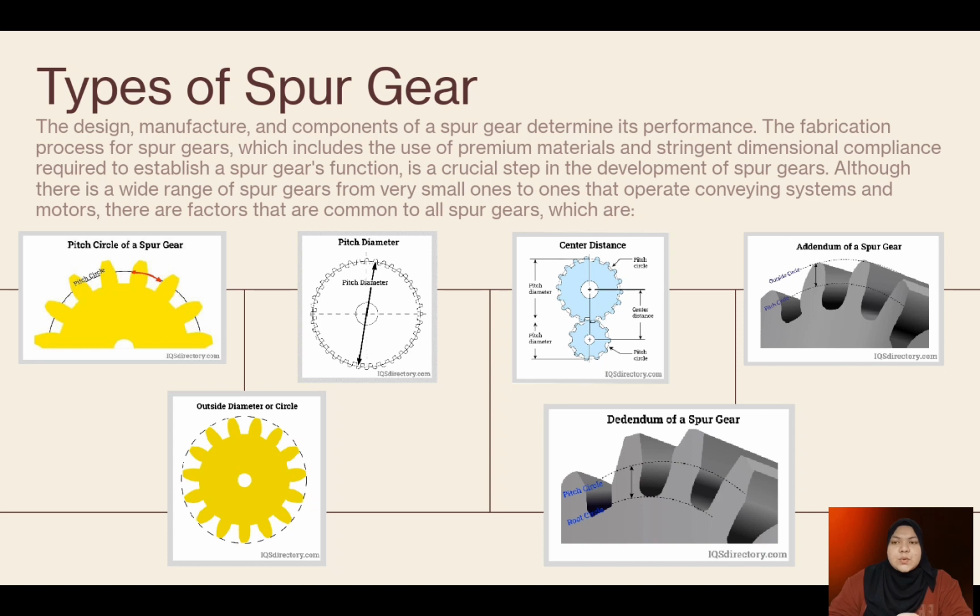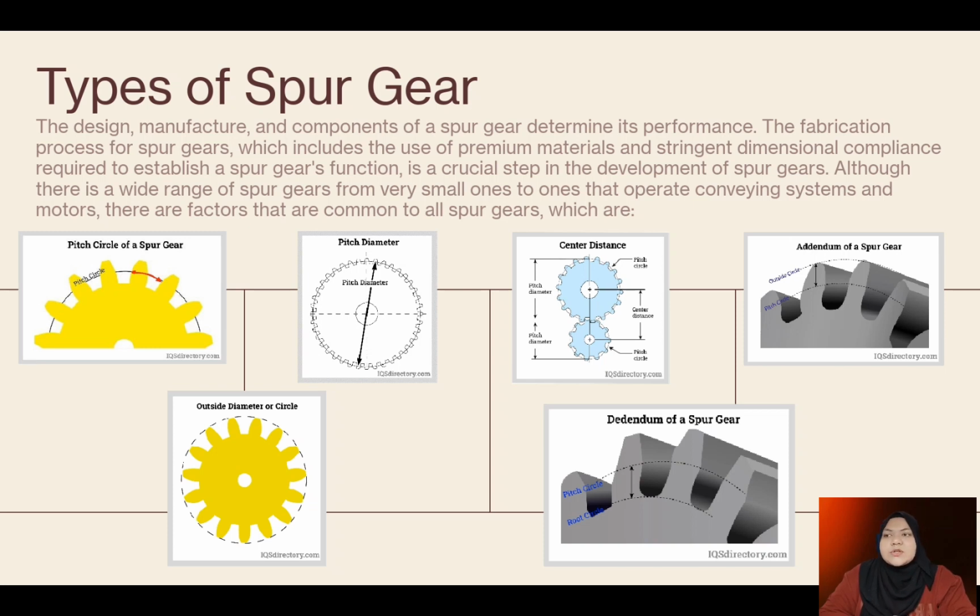Although there is a wide range of spur gears, from very small ones to those that operate conveying systems and motors, there are factors that are common to all spur gears, which are: firstly, a pitch circle. The pitch circle is the distance from the face of one tooth to the next tooth. It divides a gear tooth into the top of a tooth, the addendum, and the bottom of the tooth, the dedendum. If a gear system is designed correctly, the pitch circles between gears will be tangent to one another.